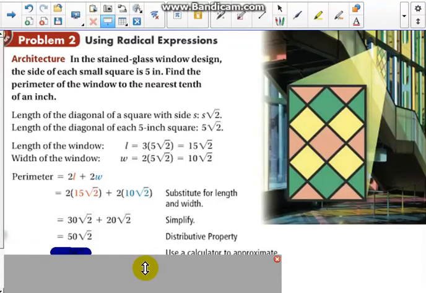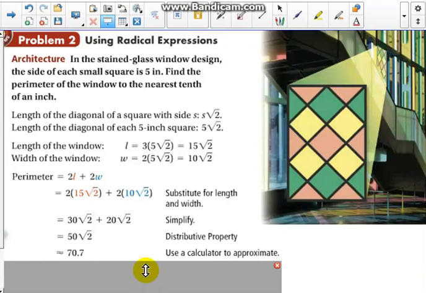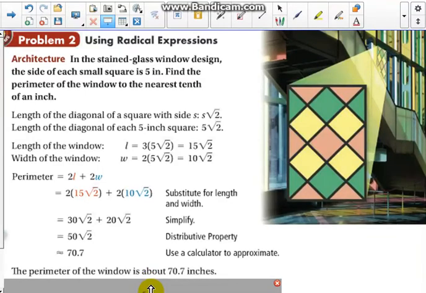So that's the perimeter. They ask us to use a calculator to approximate. When you punch that in, you get about 70.7. So the perimeter of the window is about 70.7 inches.